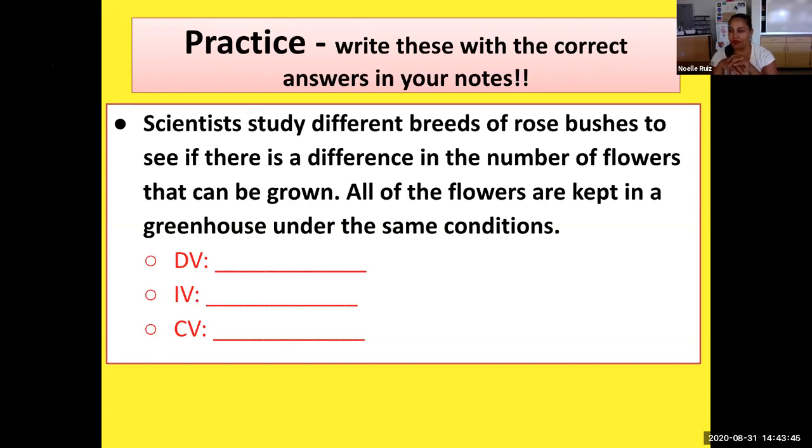What is the dependent variable? What is being measured? What is the independent variable? What is different about the categories or groups? And then what is the controlled variable? What stays the same? Do one more poll. The poll has 3 questions for the 3 variables. So let's see how you guys do.